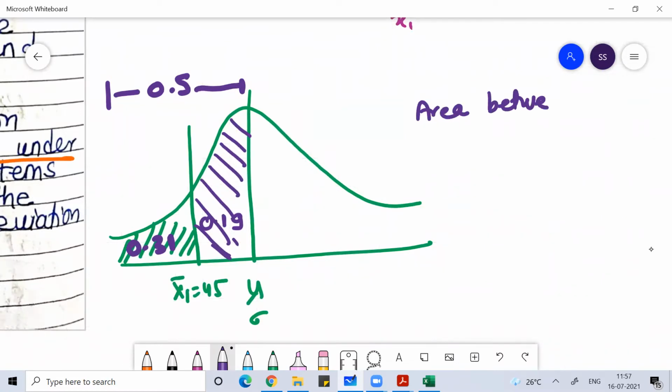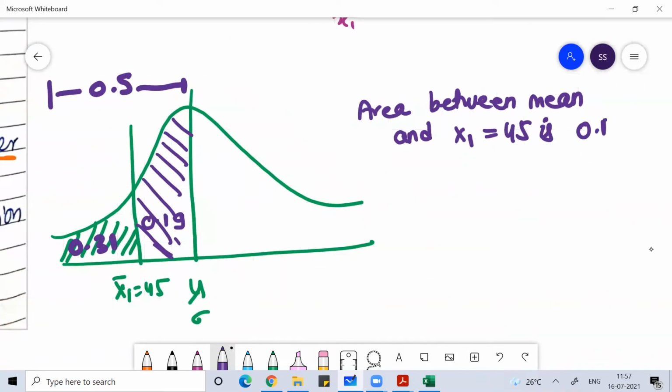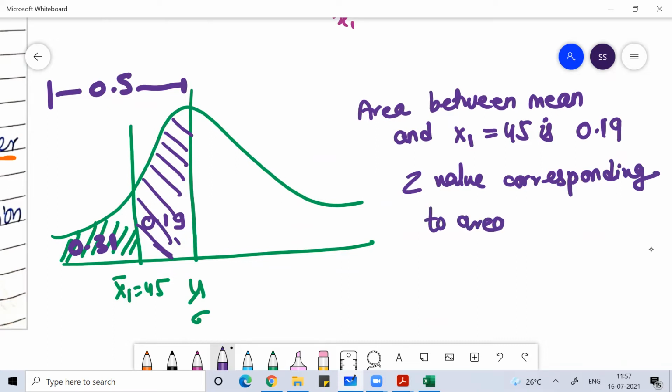The area between the mean and the sample mean x bar equal to 45 is how much? That is equal to 0.19. This is your area. So now you need to find the z value corresponding to the area 0.19. That will be equal to 0.5. You can see here 0.5, 0.6915.